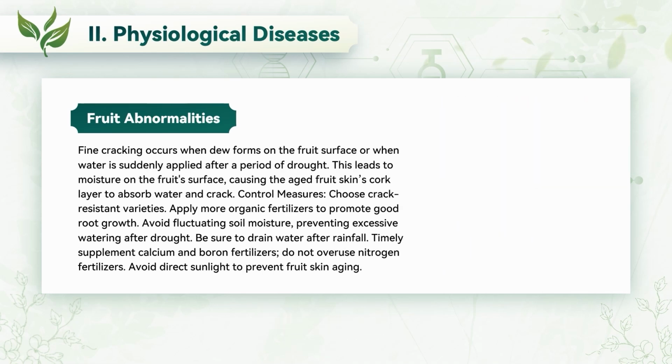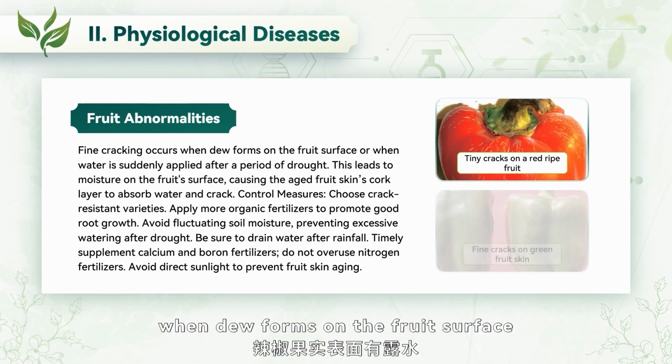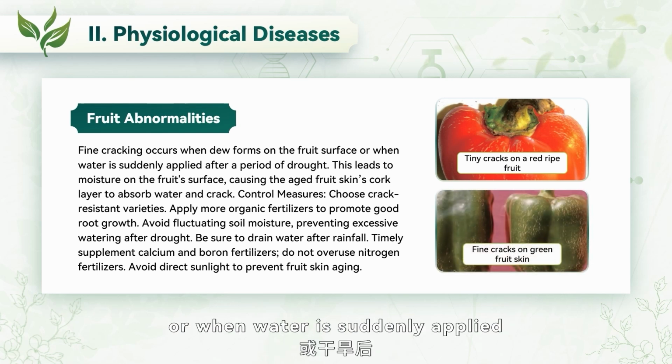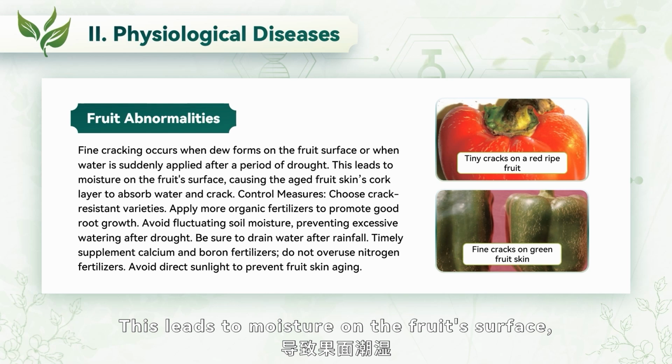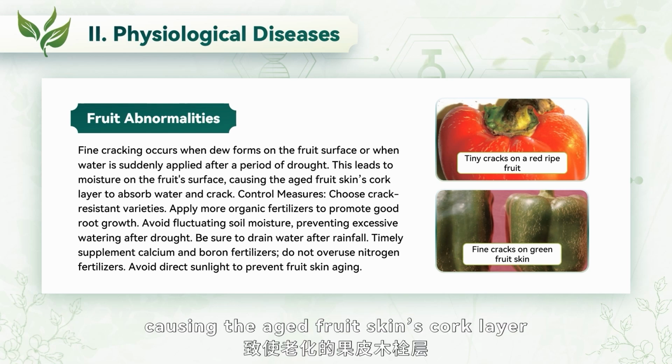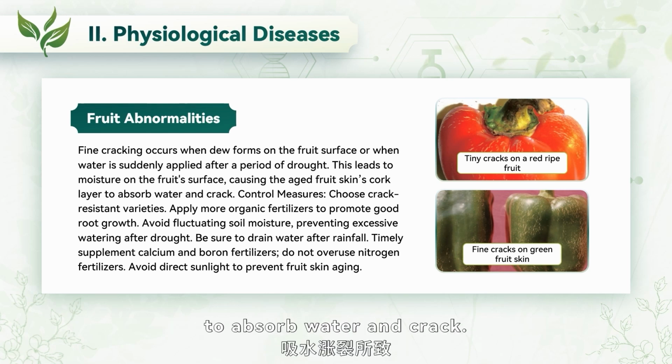Fine cracking. Fine cracking occurs when dew forms on the fruit surface or when water is suddenly applied after a period of drought. This leads to moisture on the fruit surface, causing the aged fruit skin's cork layer to absorb water and crack. Control measures.